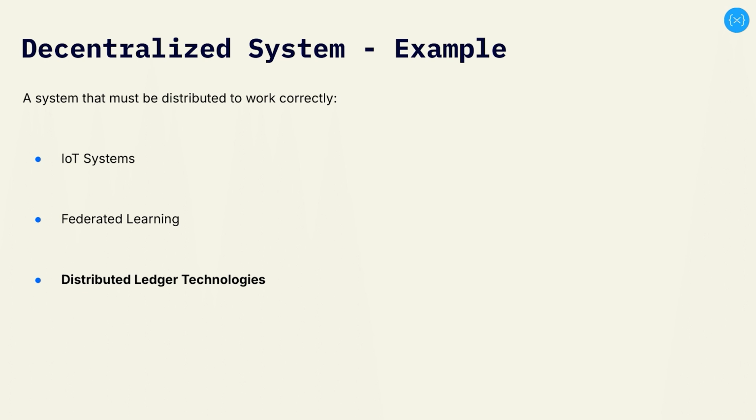And finally, the example you know the best are distributed ledger technologies. Blockchains. For a public blockchain to work correctly, it must be distributed. Because if all of the instances of all of the servers of the blockchain are owned by a single entity, well, it loses its power of decentralization. Therefore, multiple parties have to own multiple servers.